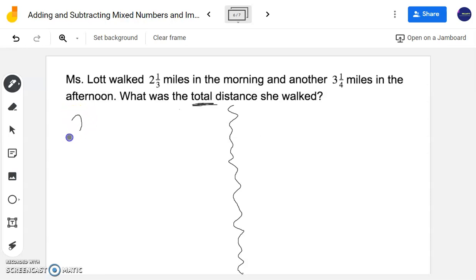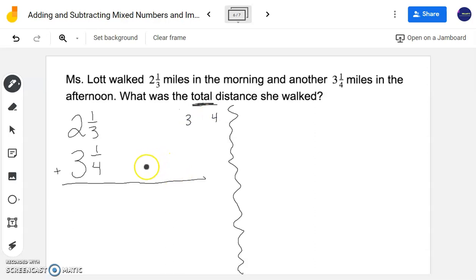So, in the morning, Miss Lot walked 2 1/3 miles. In the afternoon, she walked another 3 1/4. So what is the total? We're going to be adding these two numbers together. The problem is I look at my denominators and I say, wait, they are not the same. Let me write these out, 3 and 4.